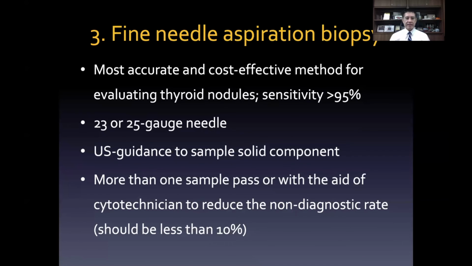The third test, and the most accurate and cost-effective method for evaluating thyroid nodules, is the fine needle aspiration biopsy with a sensitivity of more than 95%. This is performed using a 23 or 25 gauge needle. The ultrasound can be used to guide the needle to sample the solid component of the nodule. More than one sample pass can be done, or with the aid of a cytotechnician, to reduce the non-diagnostic rate, which should be less than 10%.